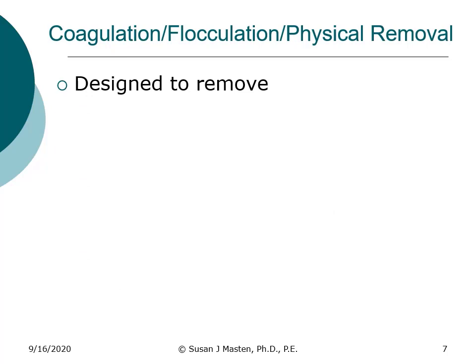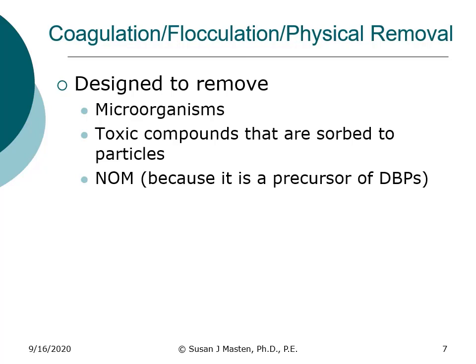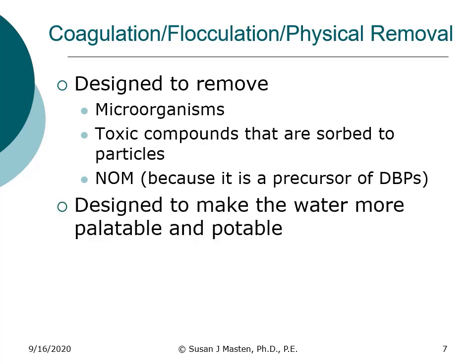So coagulation flocculation is designed to remove a number of types of materials. These include microorganisms. They include toxic compounds that are sorbed to these particles, and the bacteria may also be sorbed to these particles. And they also remove naturally occurring organic matter, and that is a precursor of disinfection byproducts, so we want to remove this material for that reason. What we're attempting to do is to make water more palatable and more potable.